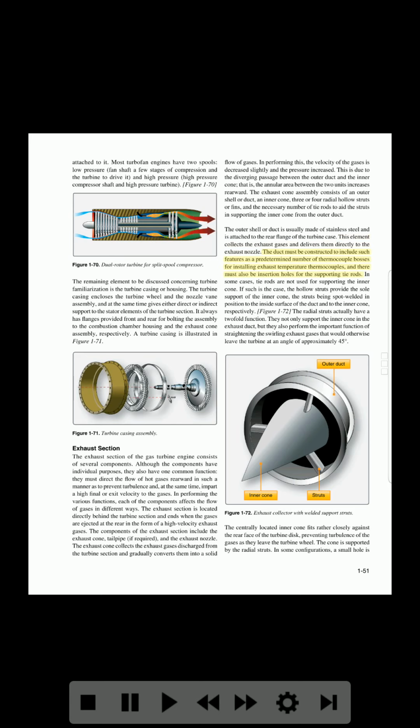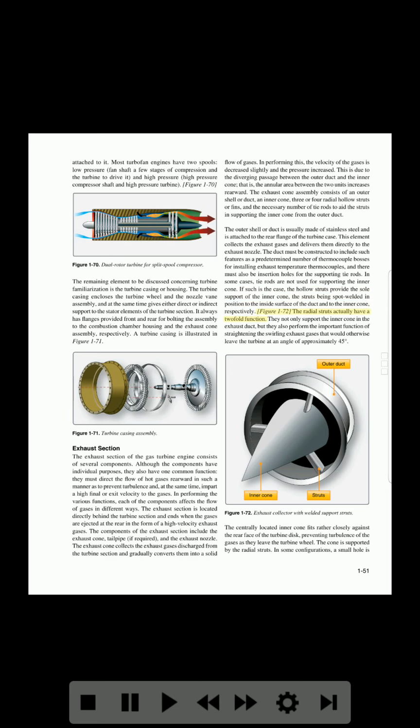The duct must be constructed to include such features as a predetermined number of thermocouple bosses for installing exhaust temperature thermocouples. And there must also be insertion holes for the supporting tie rods. In some cases, tie rods are not used for supporting the inner cone. If such is the case, the hollow struts provide the sole support of the inner cone, the struts being spot welded in position to the inside surface of the duct and to the inner cone, respectively.